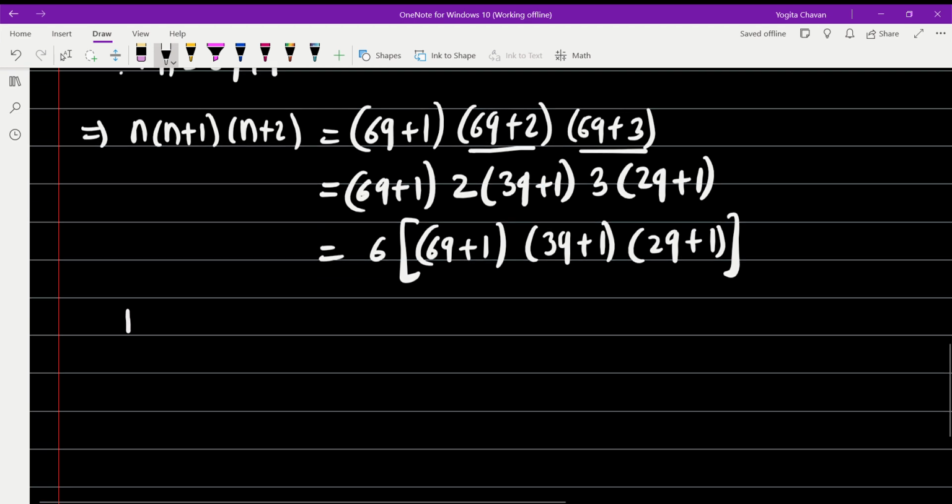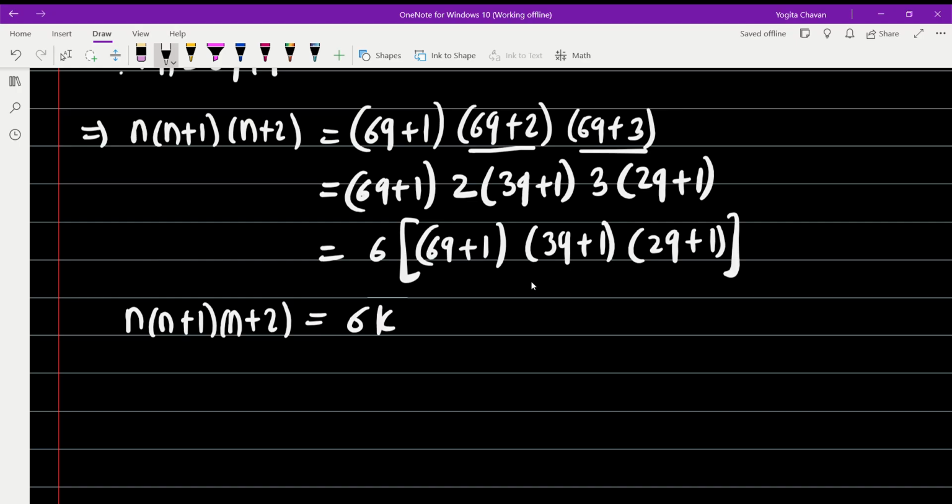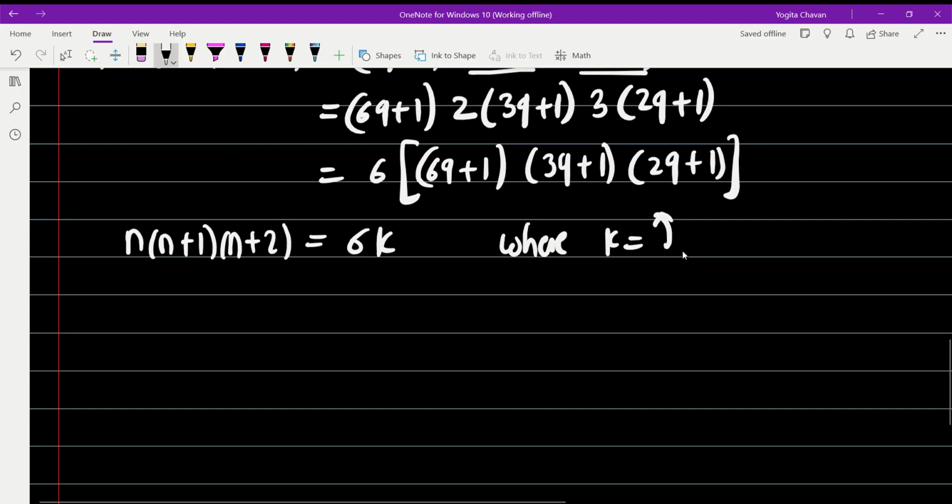So this n into n plus 1 into n plus 2, this product is equal to 6 into k. And what is the value of k? k is equal to this product: (6q plus 1), (3q plus 1) into (2q plus 1). So again, the product of three consecutive integers is equal to 6 into some number. So this implies 6 divides n into n plus 1 into n plus 2.